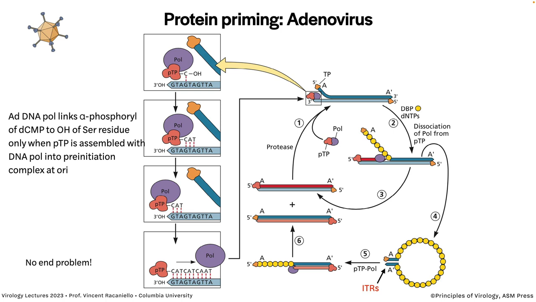So that's the beginning. It's primed with a terminal protein. And then the terminal protein, by the way, is covalently linked to that C. So it ends up being on the viral DNA. If you extract viral DNA from virus particles, it has protein stuck on both ends. So now let's take the overview.